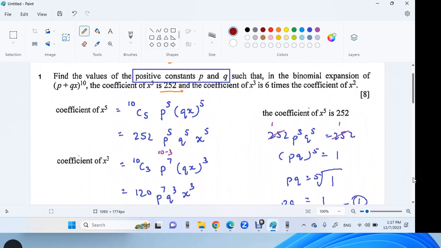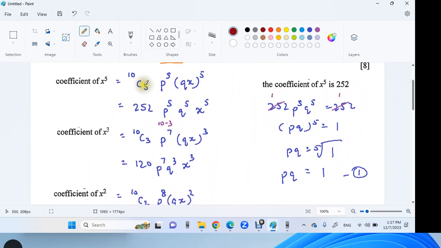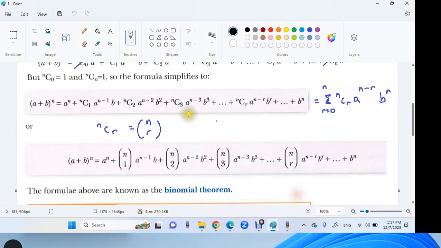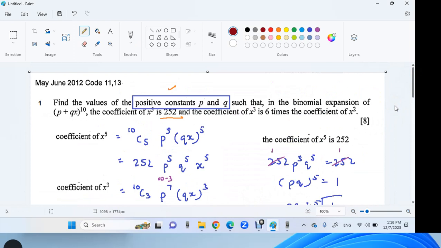So I'm using binomial expansion: 10C5 p to the power 5 (qx) to the power 5, 10C3 p to the power 7 (qx) to the power 3, 10C2 p to the power 8 (qx) to the power 2. So we have nCr a to the power n minus r, b to the power r. Okay, so I'm done with this question.